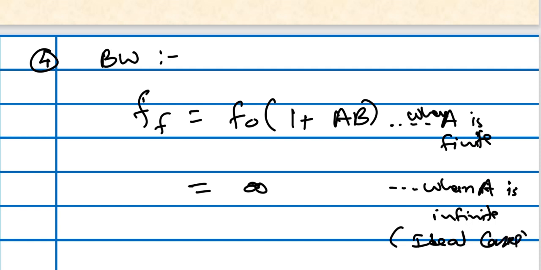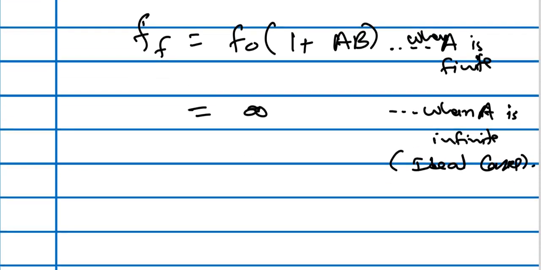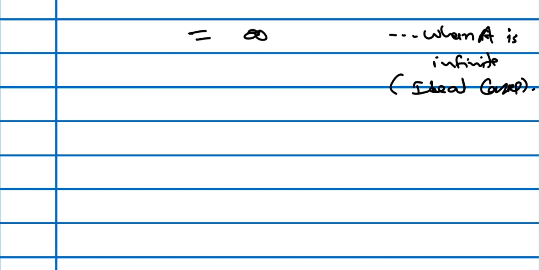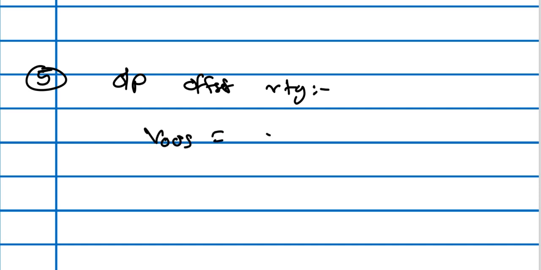Ideal case. Okay, so we will just summarize, and one more is there which is also common for both the feedback amplifiers, that is the output offset voltage. So whenever we apply the feedback, your output offset voltage gets reduced by this factor 1 plus AB.